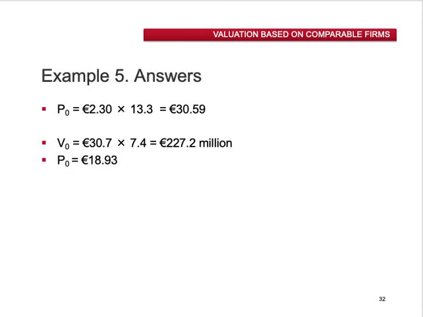So the answers of example 5 are: using Puma's PE, we would estimate the share price for Adidas of €30.59. Using the enterprise value to EBITDA multiple, we would estimate Adidas' enterprise value to be 227.2 million. We then subtract the debt and divide by the number of shares to estimate the share price for Adidas at €18.93. Then the answer to the second question is, because of the large difference in leverage between Adidas and Puma, we would expect the second estimate, which is based on the enterprise value, to be more reliable.